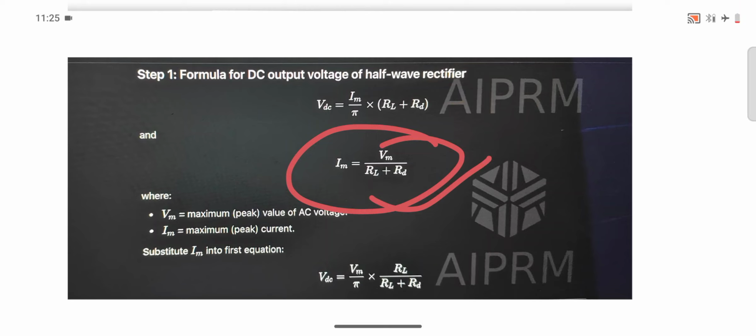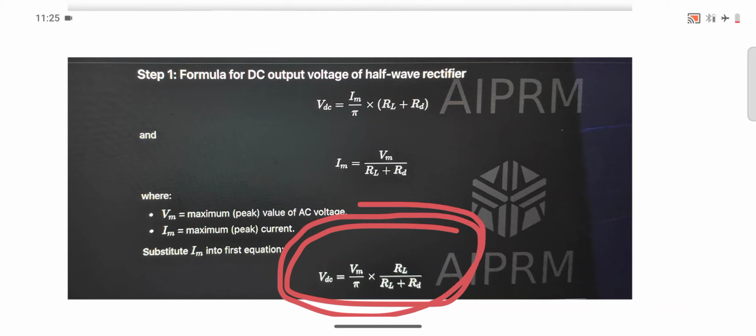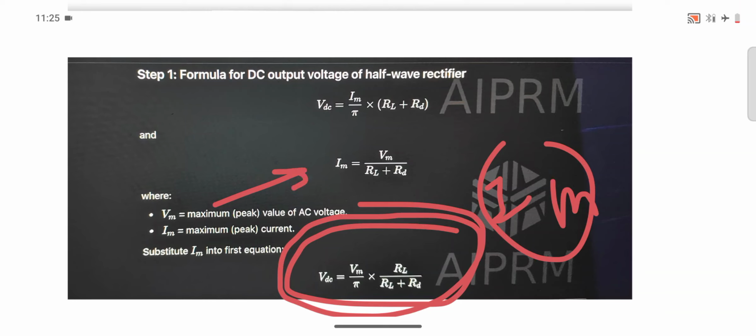and the maximum current, if given, then we can find the DC output voltage. So first, this is the DC output voltage. You can see here, because I am maximum current is already put.